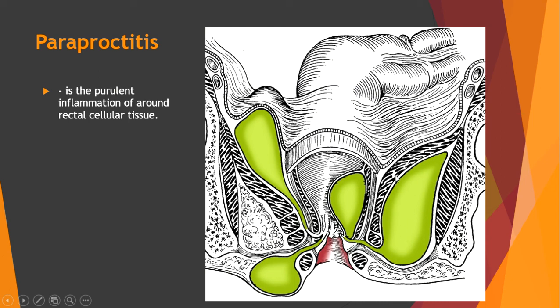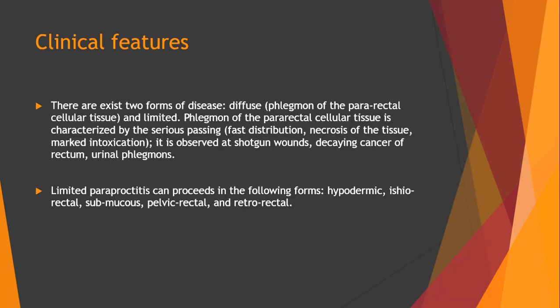Pubic type of the abscesses. Clinical features. There exist two forms of disease: diffuse phlegmon of the pararectal cellular tissues, and limited. Phlegmon of the pararectal cellular tissue is characterized by the serous pacing, fast distribution, necrosis of the tissue, marked intoxication. It is observed at shotgun wound, decaying cancer of rectum, urinal phlegmons.